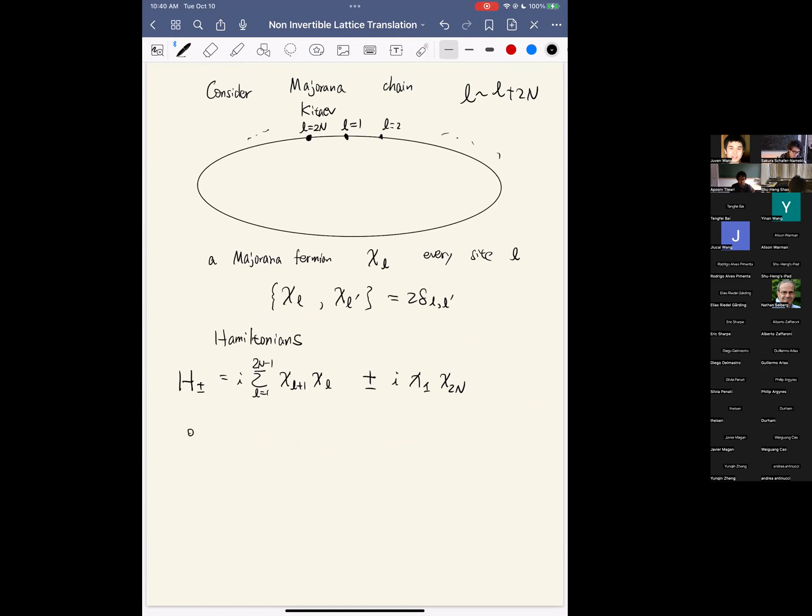There are, again, 2 symmetries of interest to us. The first one is the fermion parity symmetry, which I'll denote as (-1)^F.